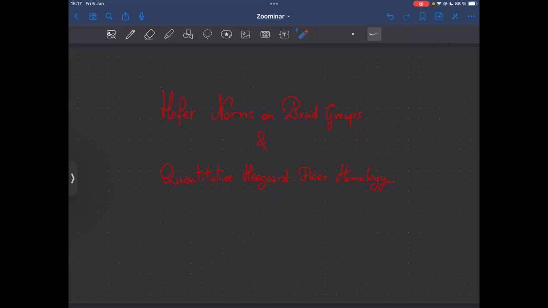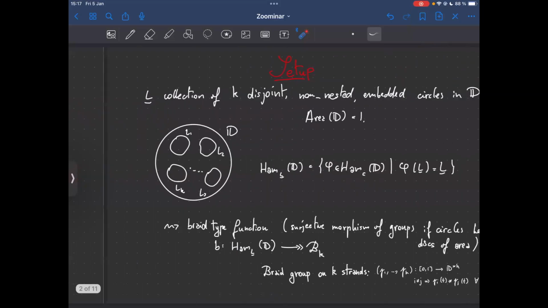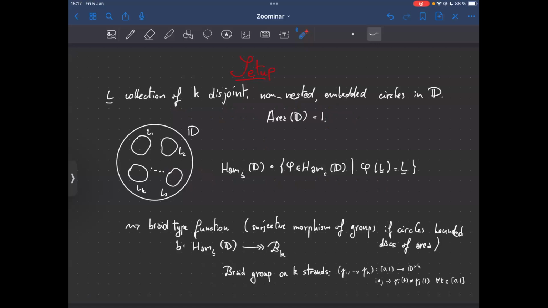So today I'm going to talk about my work on Hofer norms on braid groups and quantitative Heegaard-Floer homology. So here is the setup. We consider underline L. So these are a collection of k disjoint, non-nested embedded circles in D. Up to renormalization, we may assume the area of the disk to be equal to 1, and the picture is the one on the left.